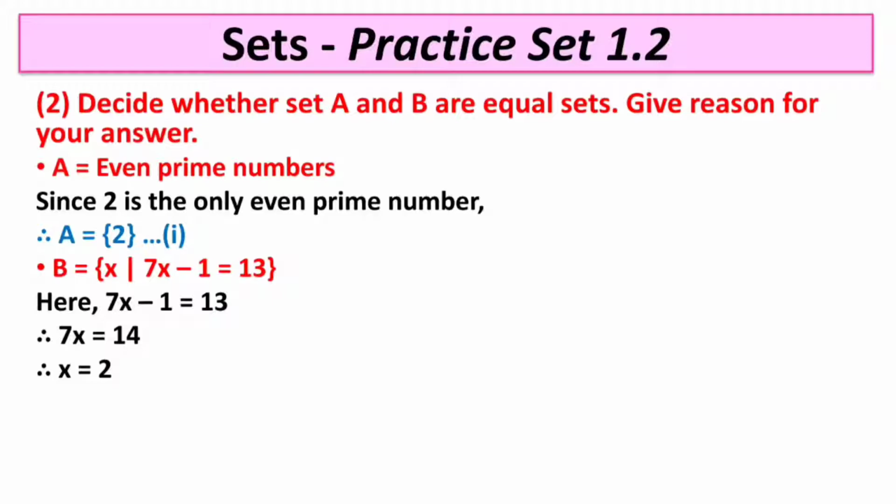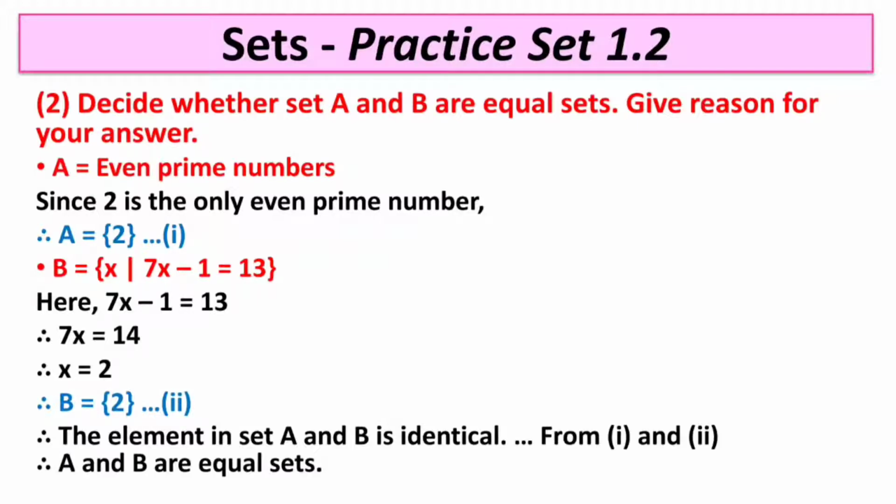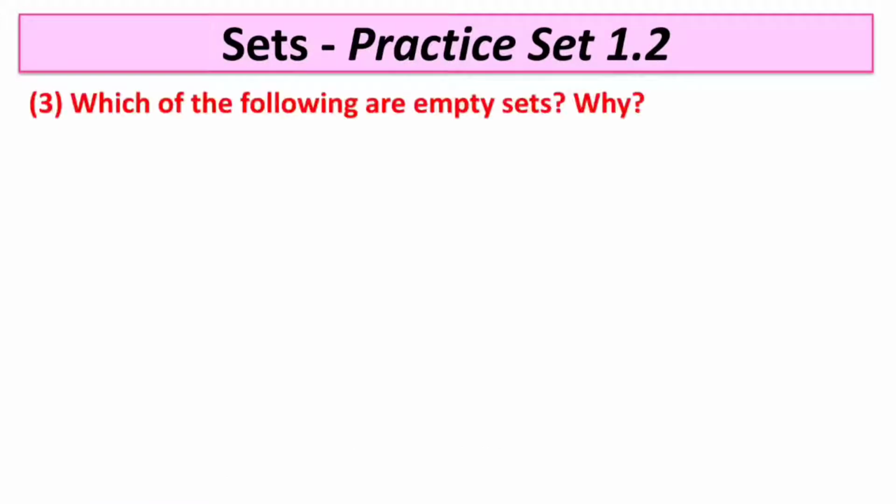The elements in set A and set B are identical, from 1 and 2. Therefore A and B are equal sets. Now the next problem is: which of the following are empty sets and why.